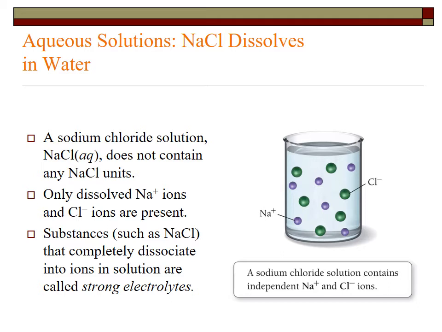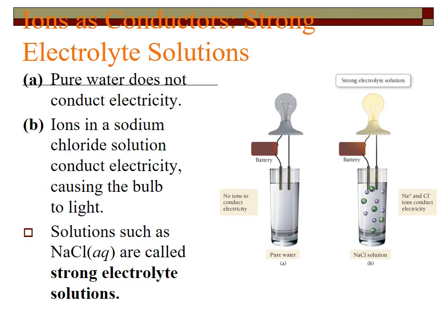Substances such as sodium chloride that completely dissociate into ions are called strong electrolytes. So if something dissolves in water, it dissolves into its ions, its cations and its anions. Ions are conductors in strong electrolyte solutions. So pure water does not conduct electricity, right? If you were standing in pure water with your hand on the outlet, you would not get shocked. But this is not true for the water at our homes.